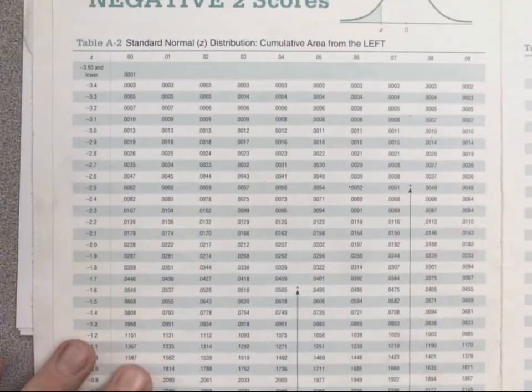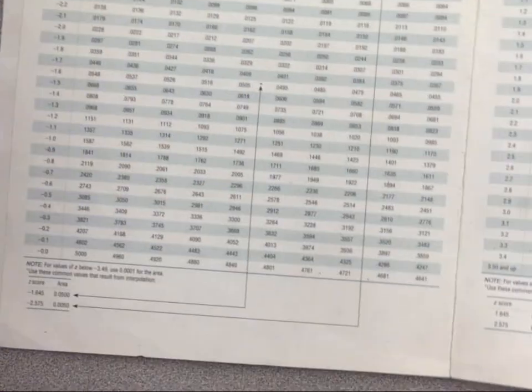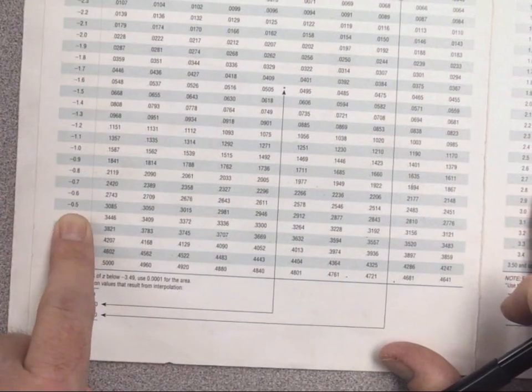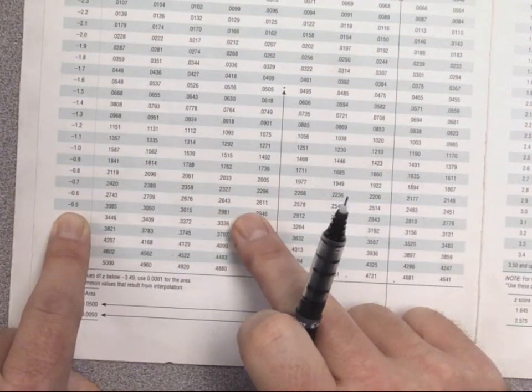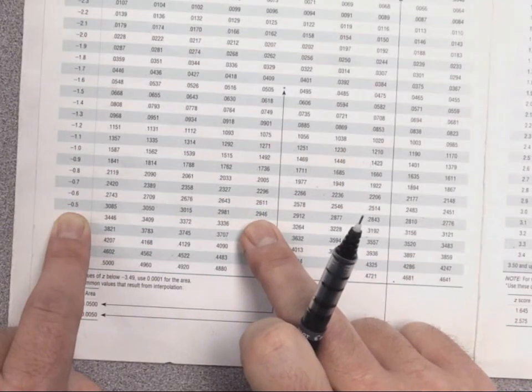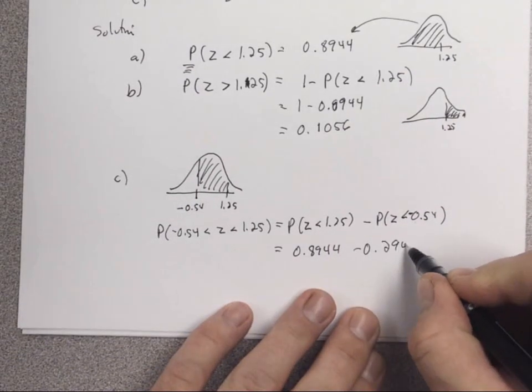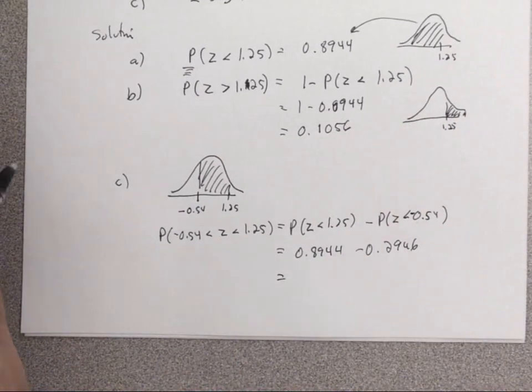So let's do it. I'm going to do it too on the video. What I'm looking for is negative 0.54, right? So you go all the way down until I find negative 0.5, which is right here, and then I go across to the 0.04. That's what I got, 0.2946. Yep. So minus 0.2946, and then we just subtract.